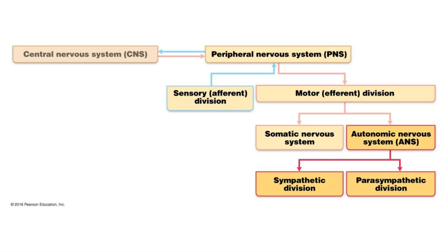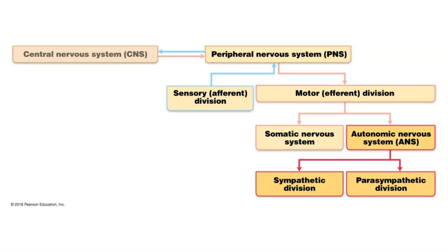So reviewing here the peripheral nervous system, recall that it has two branches. It has the sensory division and the motor division. The function of the sensory division is to relay information from the sensory receptors to the brain and to the spinal cord, that is, in total, to the central nervous system for interpretation and integration.